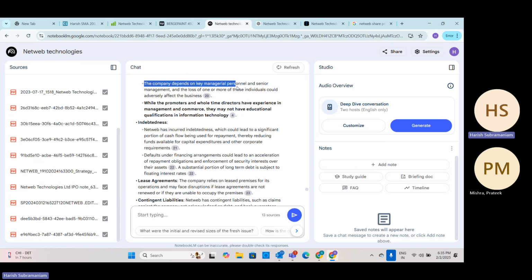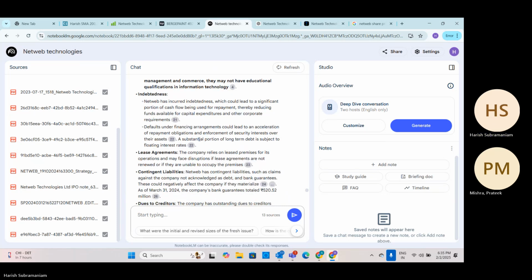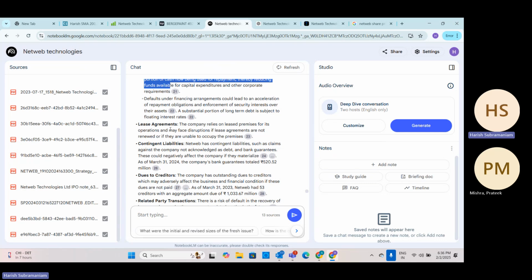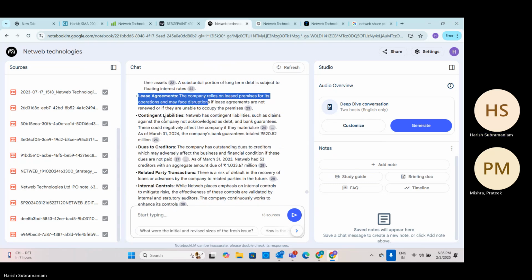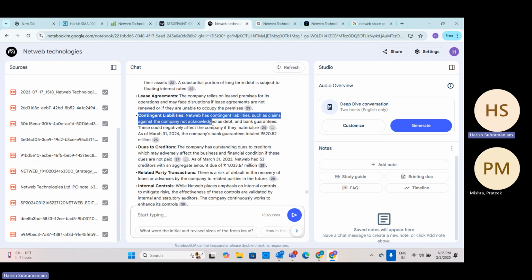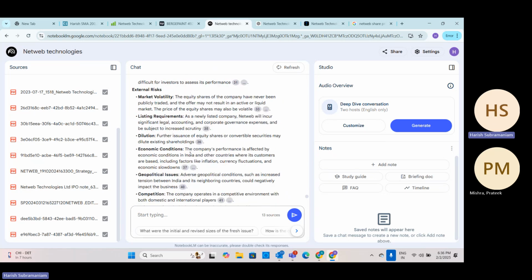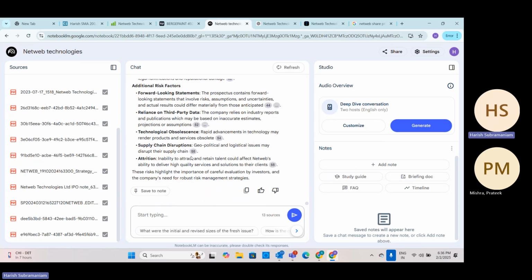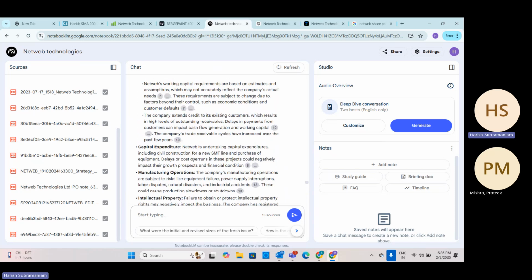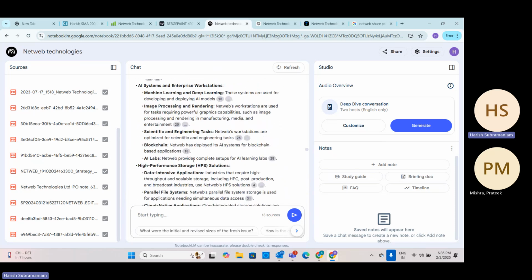Company depends on key managerial personnel. Company has some amount of debt. We've already seen that. Company relies on leased premises. Then it has some contingent liabilities and so on and so forth. We see these risks. So based on this information, we get a sense of what the company is, what its strengths are, what its weaknesses are, and so on.